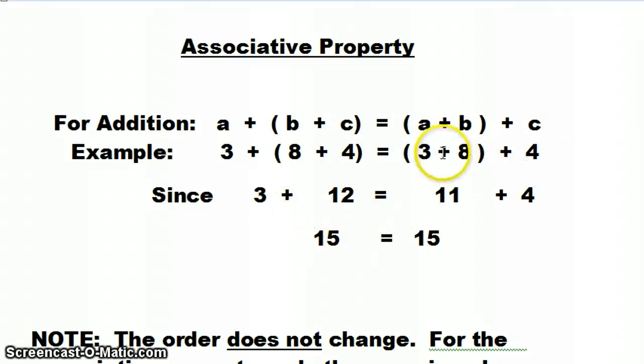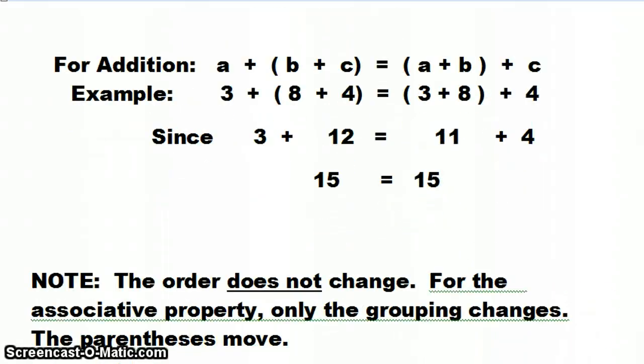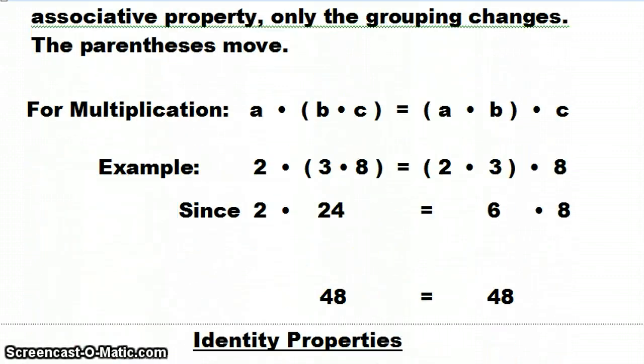On the right-hand side, we add the 3 and 8 first and get 11. 11 plus 4 gives us the same answer. You'll note that the order does not change. What does change is the association. So the grouping is going to change for the associative property, but the order is going to change for the commutative property. For multiplication, the property looks very similar.